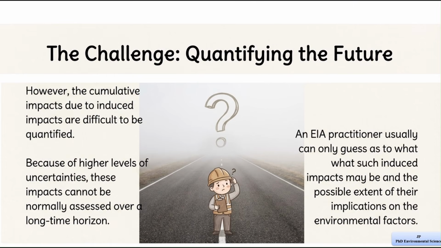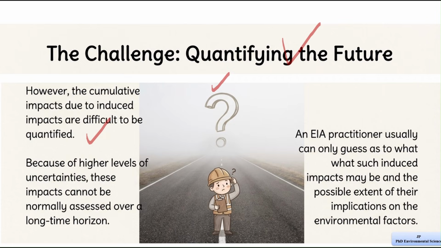The challenge: induced and cumulative impacts are hard to quantify accurately, especially over the long term. Now, why is it difficult? Because of high uncertainty. Induced impacts depend on future human behavior. It is unclear how much development will happen, where it will happen, and when it will happen. Many factors like policy, economy, and population influence outcomes.